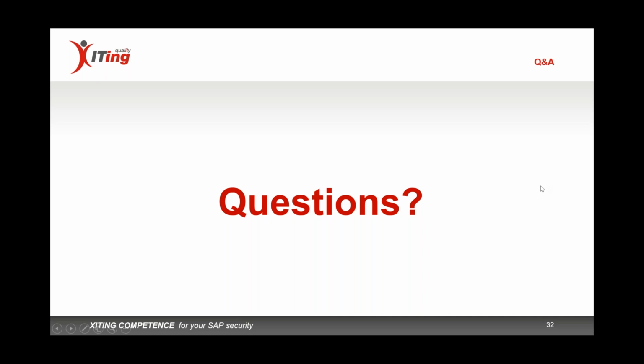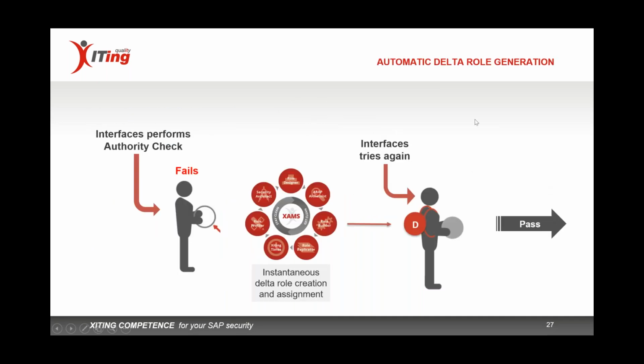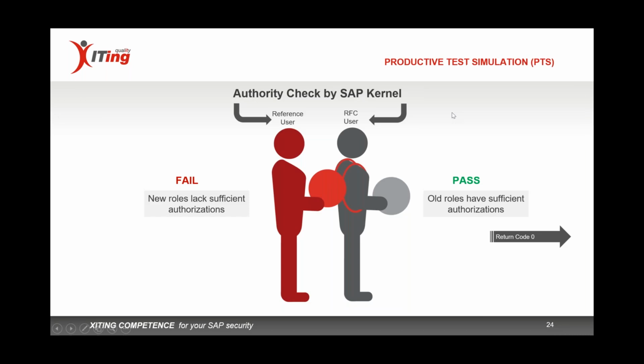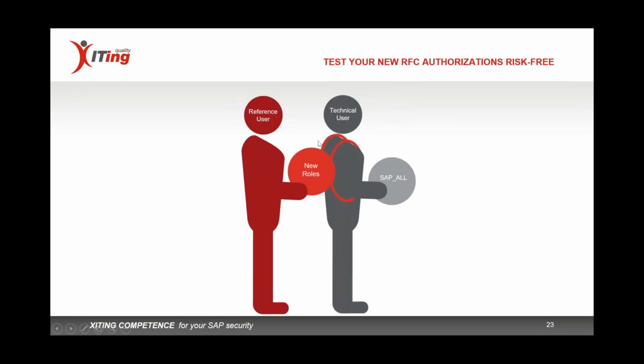I can just jump back a couple of slides so we can see it once again. So here, that's basically what's happening in prod. We have our technical RFC user running on SAP_ALL, and the reference user now has that new role that we built. And then we let it run. We let it run for a couple of months in production, and nothing will fail because the RFC still runs on SAP_ALL.